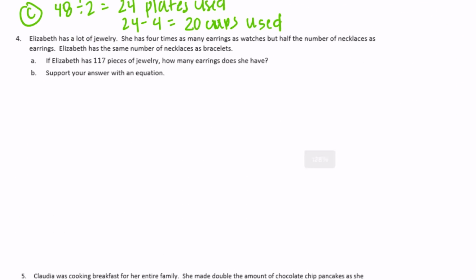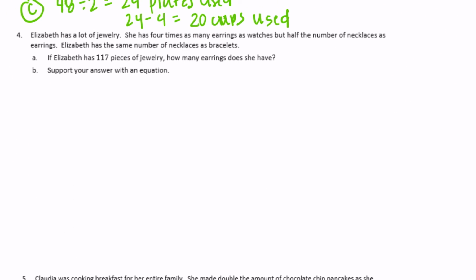Number 4. Elizabeth has a lot of jewelry. She has 4 times as many earrings as watches, but half the number of necklaces as earrings. Elizabeth has the same number of necklaces and bracelets. If Elizabeth has 117 pieces of jewelry, how many earrings does she have? Support your answer with an equation.